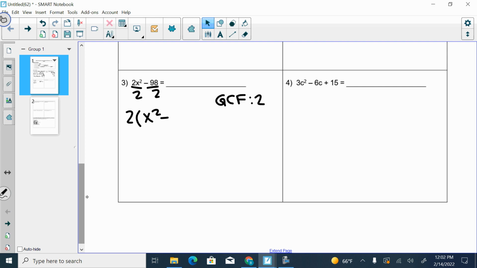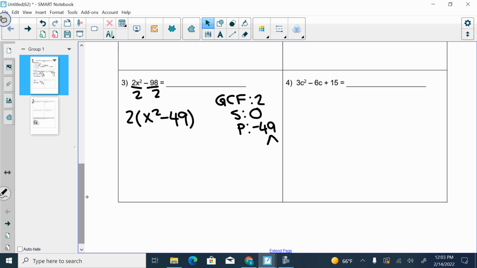Minus 49. Good. Okay, so here we are. Now I need my sum and my product. There is no sum, no middle number, so it must be 0 because it's not there. And what's my product? Negative 49. So we need numbers that multiply to give us negative 49, but add to give us 0.